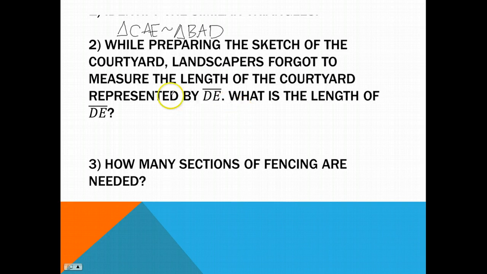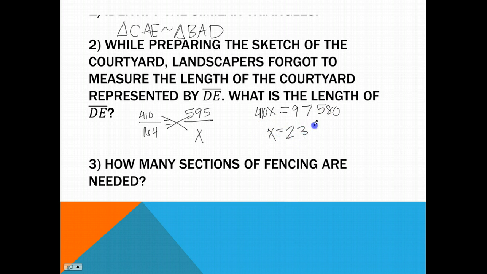So once again, using the proportionality, we can state 410 over 164 is proportional to 595 over x, which is the length of DE. So cross multiply, so we get 410x equals 595 times 164, that will give us 97,580, and then divide both sides by 410. So our x value is 238. So the length of DE is 238 feet.